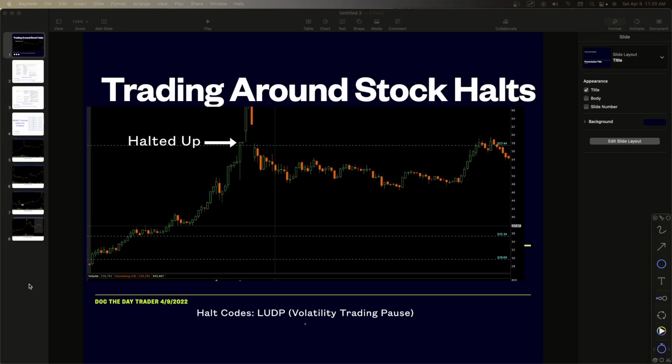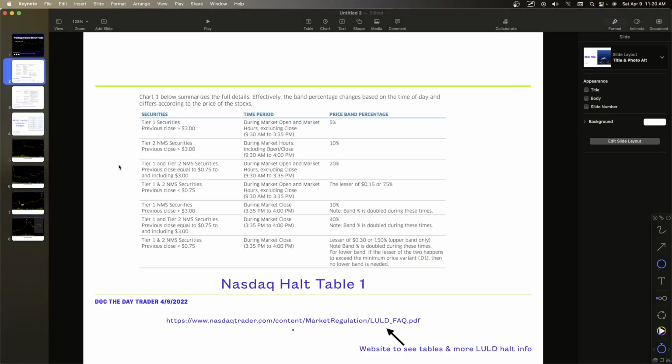So another strat is the gap fill strat on an up halt. I'm going to show you guys an example of what I'm talking about here. This is NEGG, the ticker that we're going to look at today. This was on, I think, July the 7th of last year, when it ran to, I think, 70-something bucks. Let's go over this real quick before we look at that.